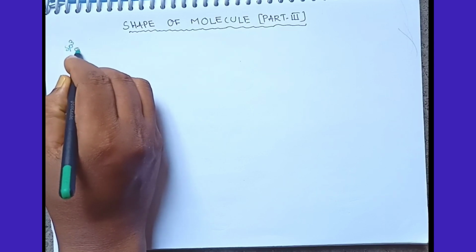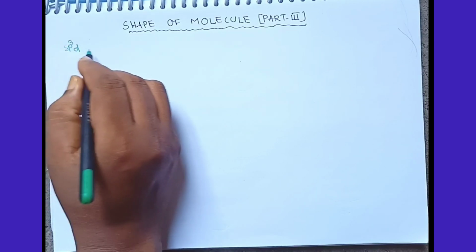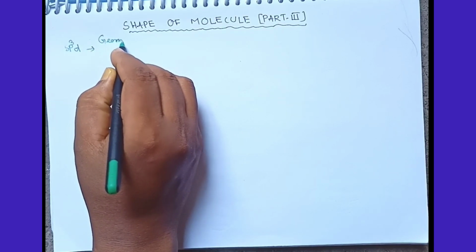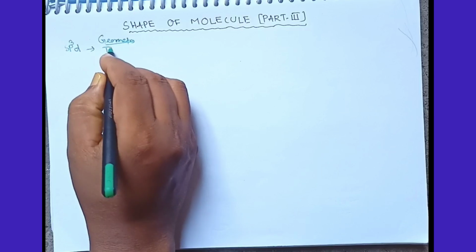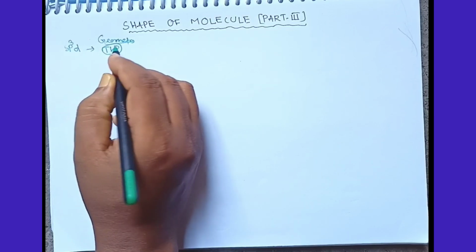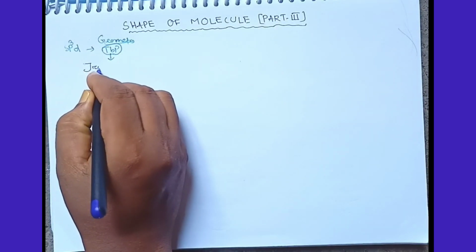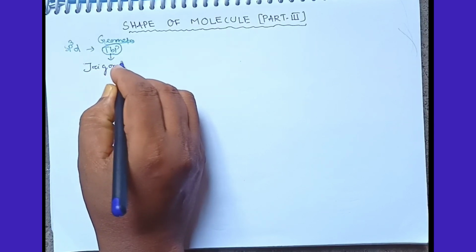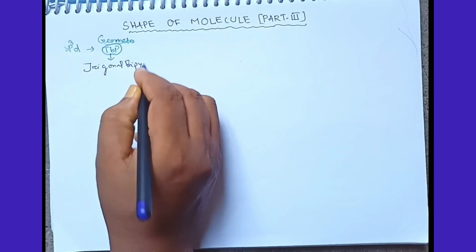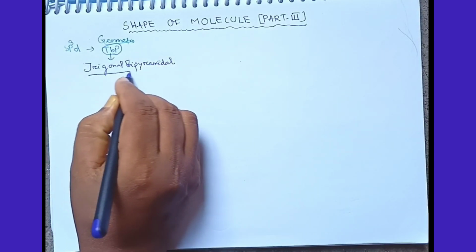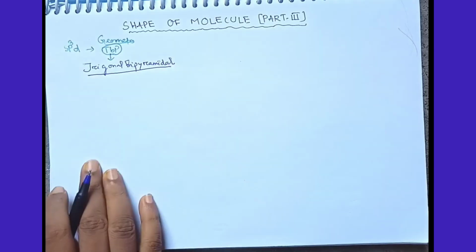If the hybridization is sp3d, then the geometry will be TBP, trigonal bipyramidal. The geometry will be trigonal bipyramidal. This is possible when all the bonds are sigma bonds.